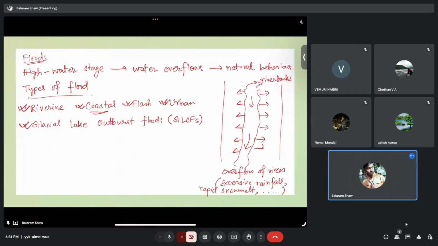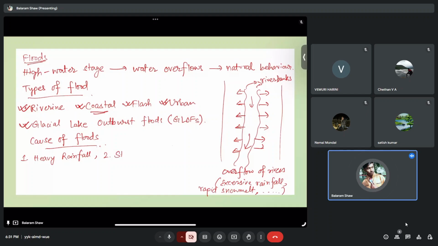So now we'll move to the causes of floods. While explaining the types of flood, I have mostly covered all the parts of the causes of flood. So can you tell me what the causes of flood are? Firstly, we have heavy rainfall. That is the first and foremost cause of flood we see in all kinds of flood, right?